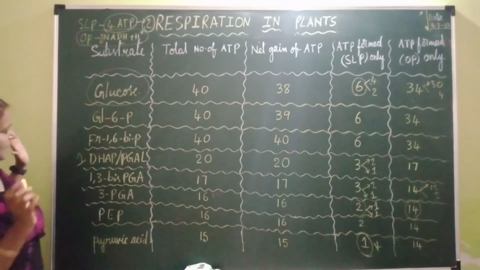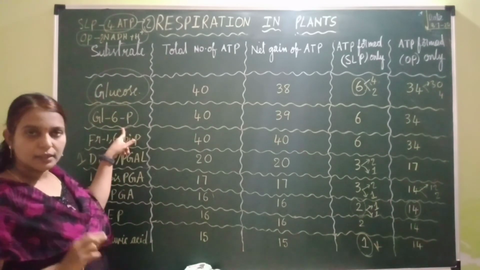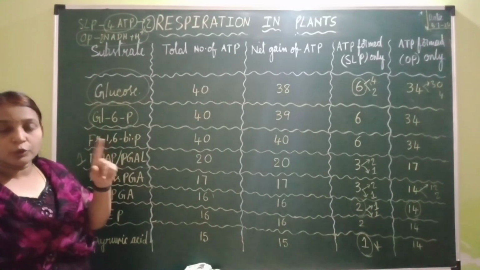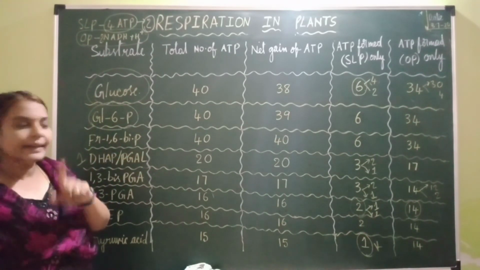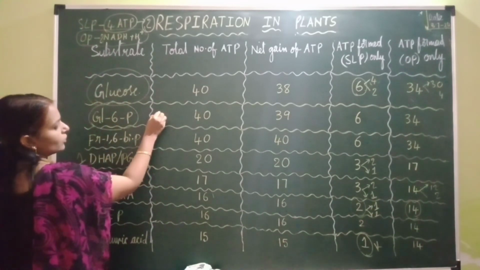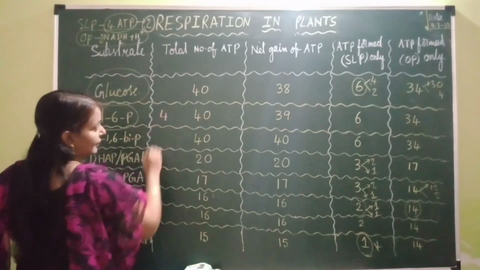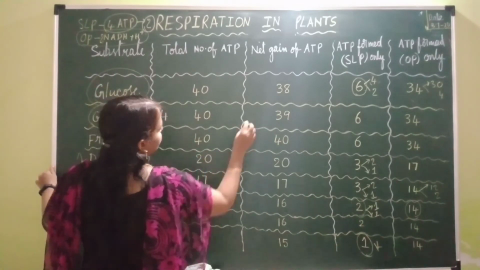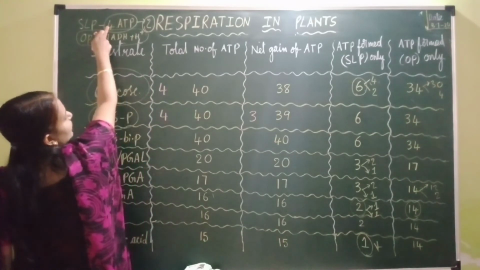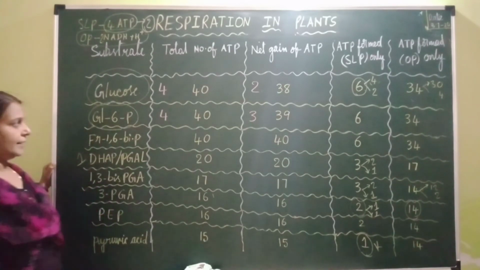Suppose the substrate is glucose 6-phosphate. When one molecule of glucose 6-phosphate undergoes oxidation through anaerobic respiration, find the total number of ATP formed and net gain of ATP. Total number of ATP will be 4 and net gain of ATP will be 3. Here in this case for glucose, total number of ATP formed is 4 and net gain of ATP is 2. Why 3 here? Okay, let's discuss.